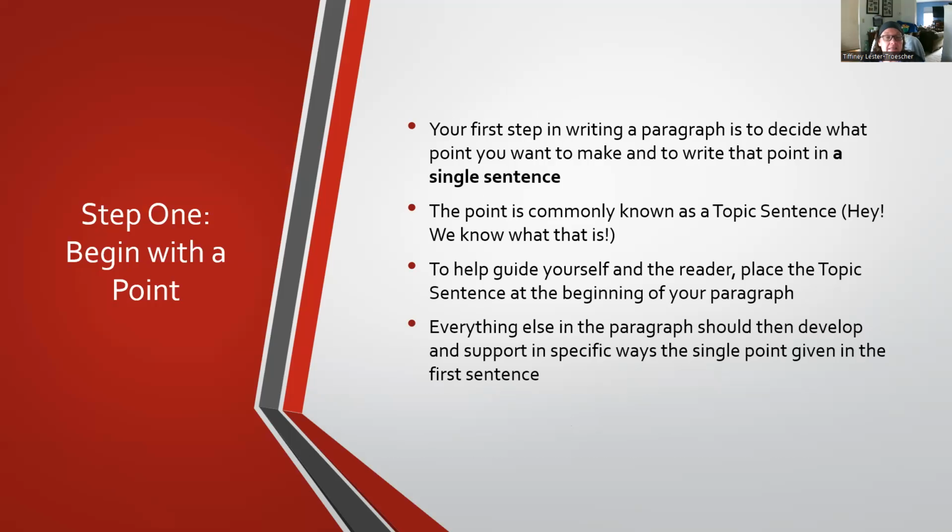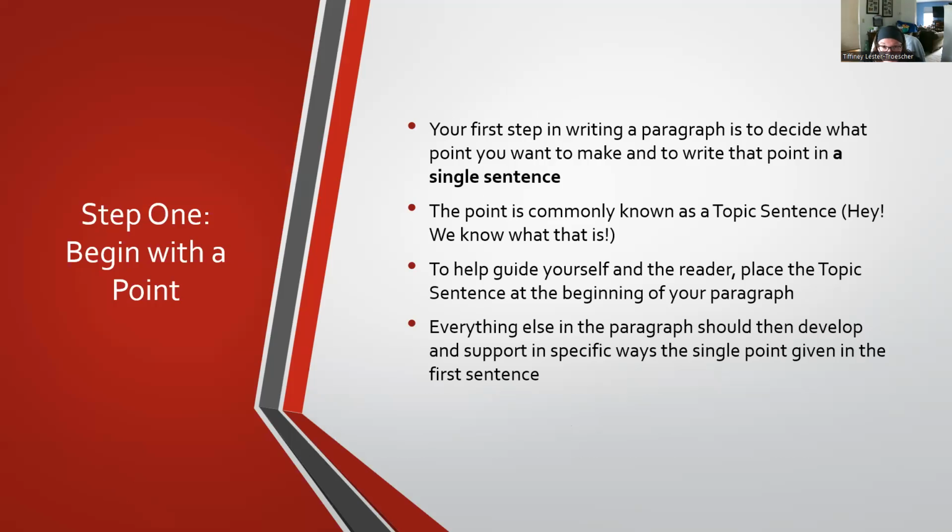Step 1 is begin with a point. So we've kind of already covered this. The first step in writing a paragraph is to decide what point you want to make and to write that point in a single sentence. That point is commonly known as your topic sentence, right? We just talked about those.